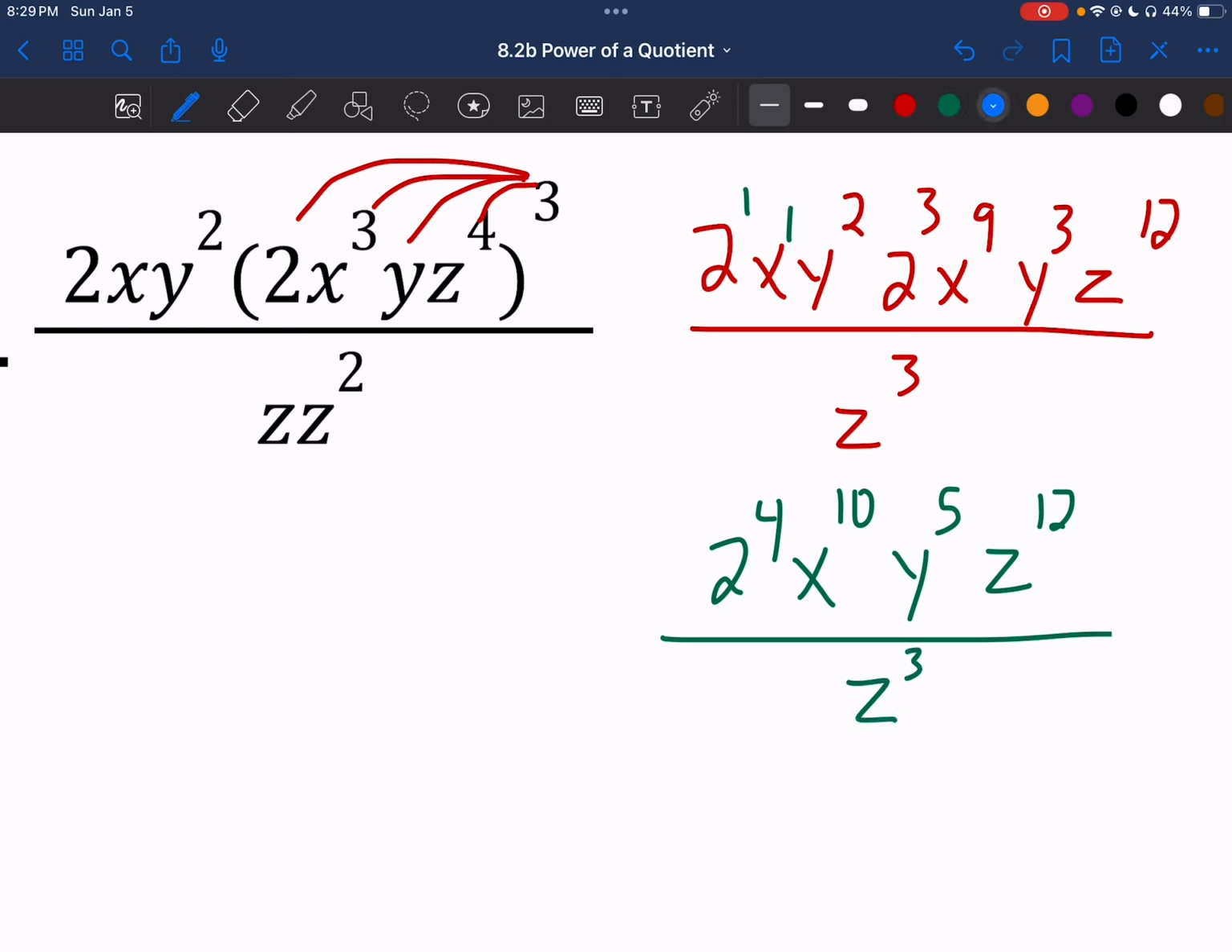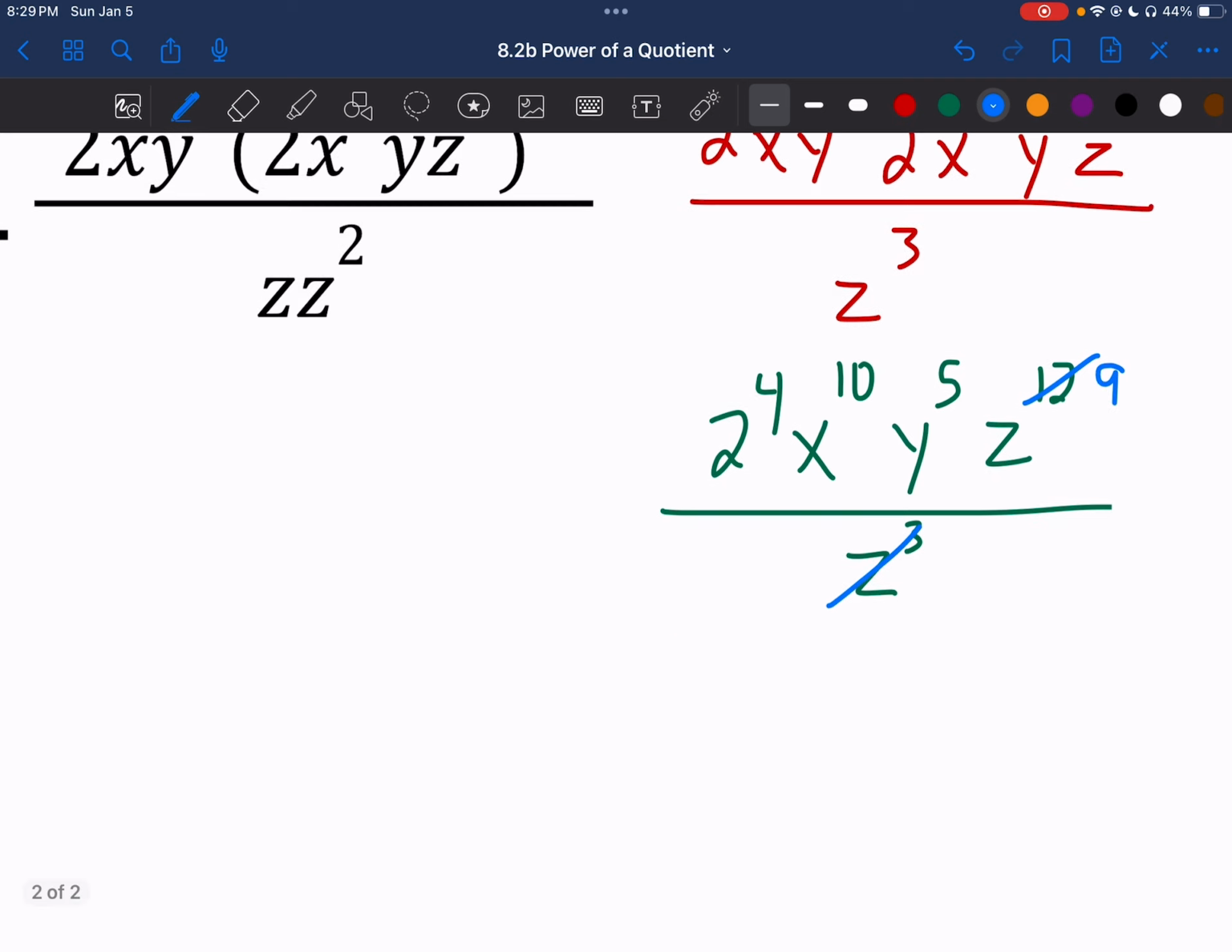So the last thing we need to do is simplify the denominator. So 10z cubed, so 12 minus 3 is 9. So 2 to the 4th is 16, x to the 10th, y to the 5th, z to the 9th. And that's your final answer for this problem, letter A.